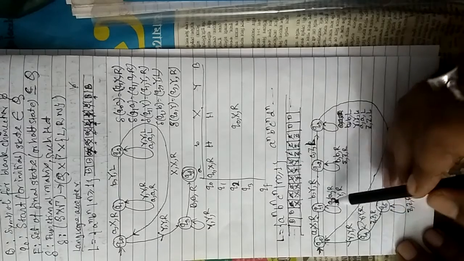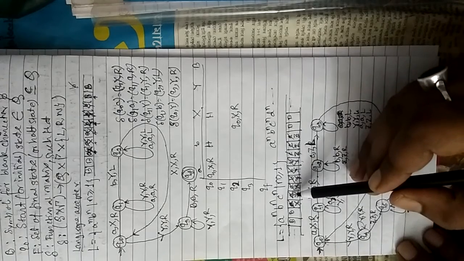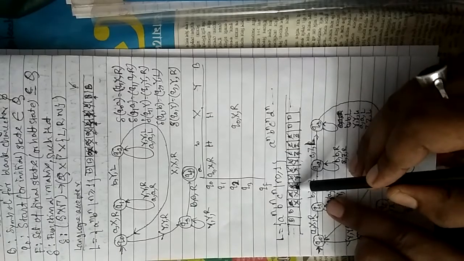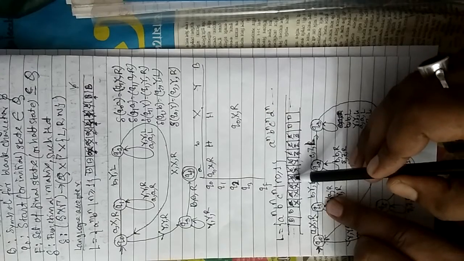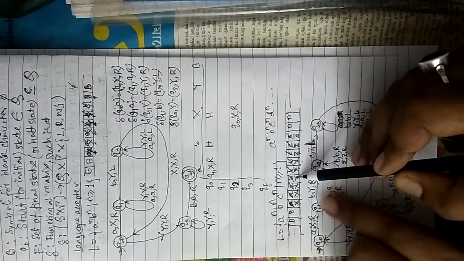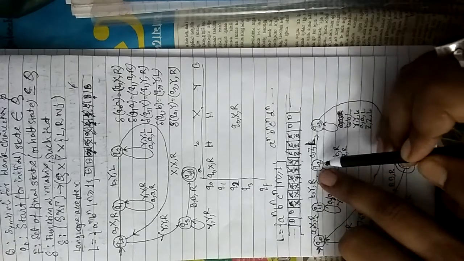At the q1 state you keep reading a, replace a by a and go to right. Again at q1, replace this a by a, move towards right. Now you are at the q1 state but reading b. Replace this first b with y, move towards right, and go to the new state q2.